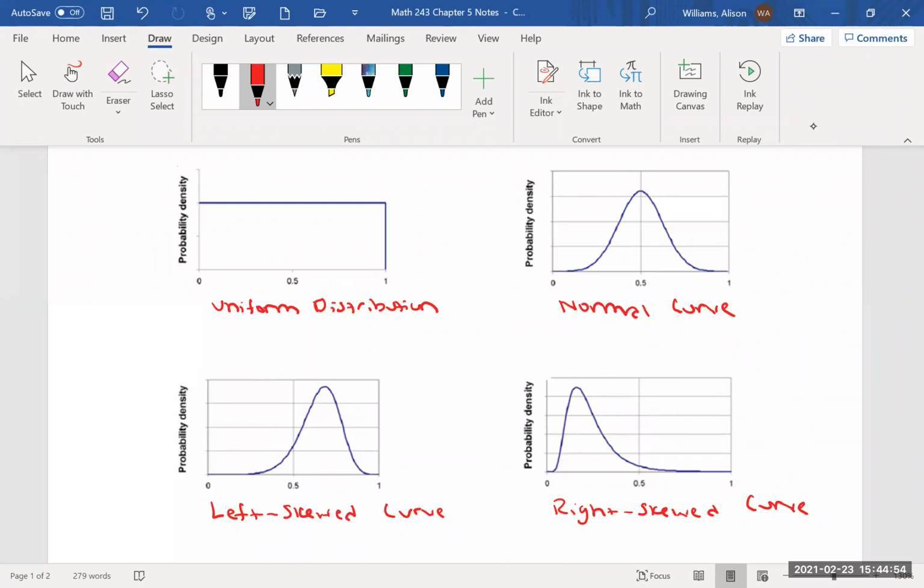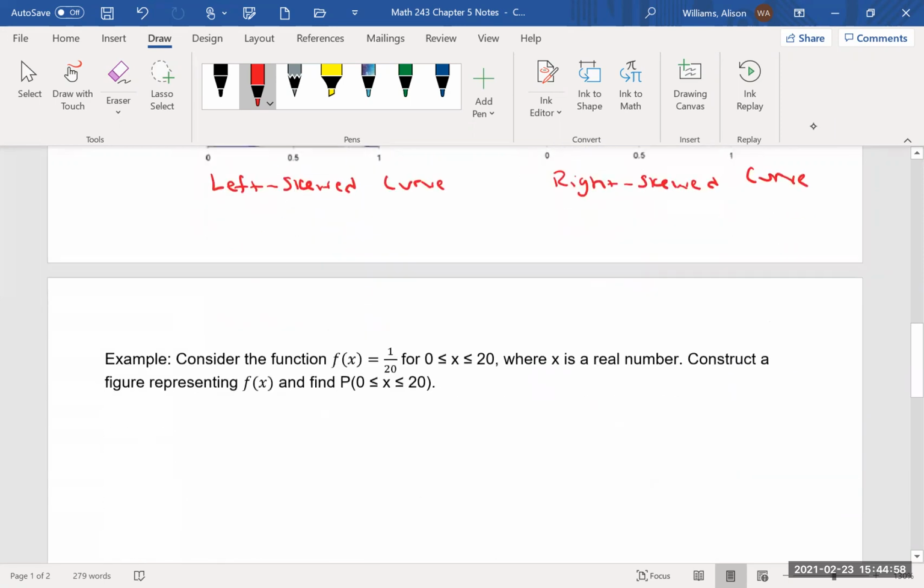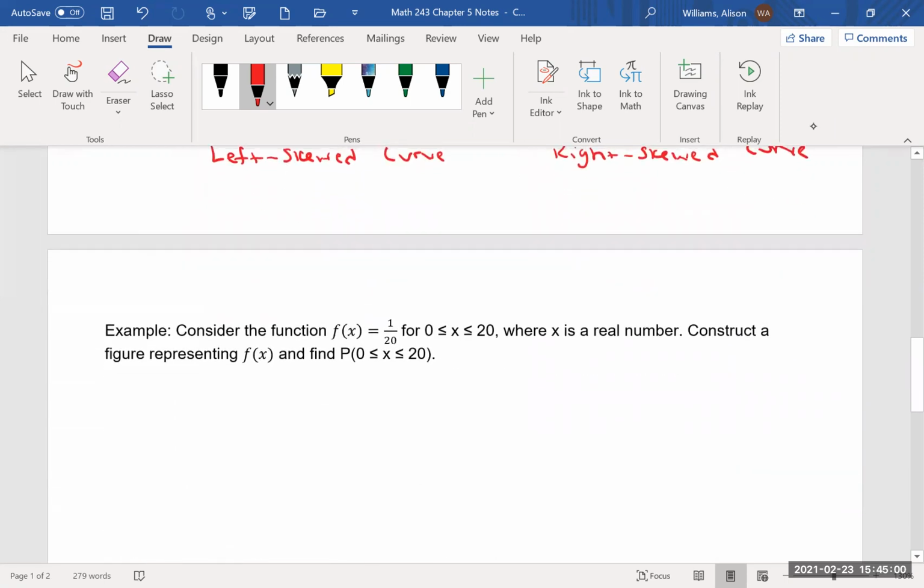Okay, so let's do some examples of what this could look like. Consider this function, and they're using function notation, referring back to our knowledge of algebra. f of x equals 1 over 20. Now, ignoring the fact for a second that this is a fraction, whenever a function just equals a number like that, it ends up looking like a horizontal line.